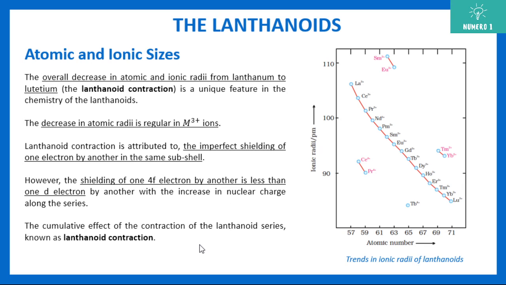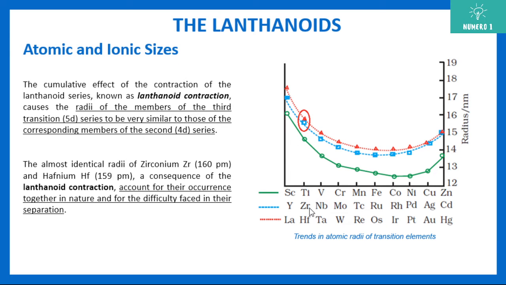We have already seen its effect when we were talking about Zr and Hf. You can see this is the second series of d block elements, and this is the third series of d block elements. If you see, the sizes are not so different. If you talk about Zr and Hf, they have almost similar atomic radii. You can see zirconium, Zr, is 160 picometer, hafnium, Hf, is 159 picometer. So there is not much difference. This is due to lanthanoid contraction.